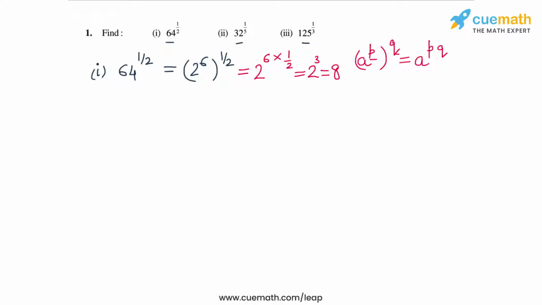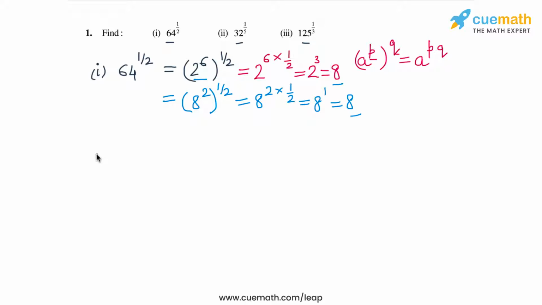The other way we could have done this is, instead of writing 64 as 2 to the power 6, we could have written 64 as 8 square, 8 to the power 2, and then the term would have been 8 square to the power half. Then the exponents multiply, 2 times half, so 8 raised to the power 2 into half, or 8 raised to the power 1, or 8. So in both cases we get the same answer.